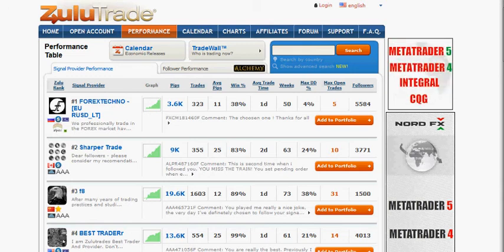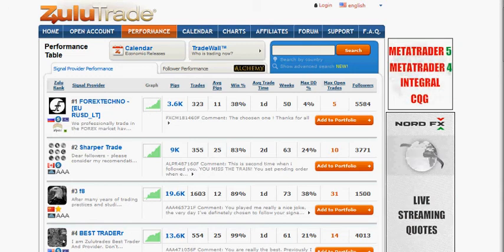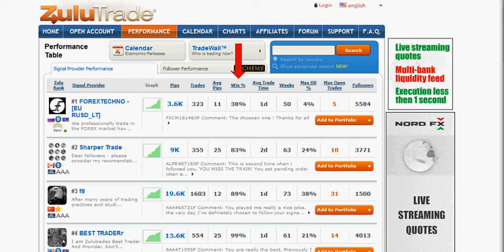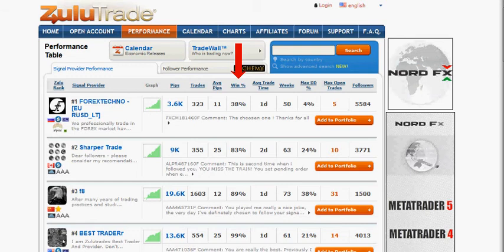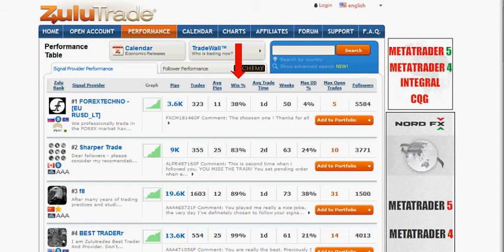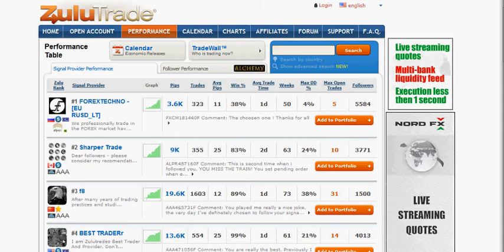The third criteria we'll look into is the number of winning trades. Don't choose a system with less than 35% winning trades. That might sound low, but professional traders mostly range between 35 and 50% profitable trades.